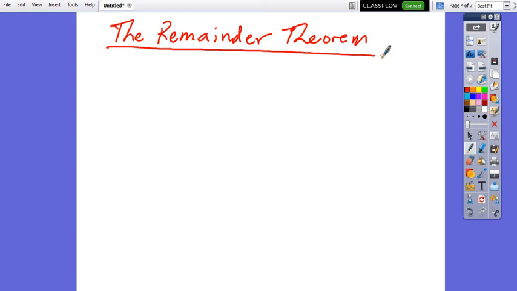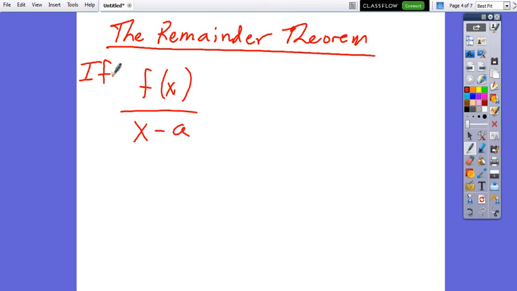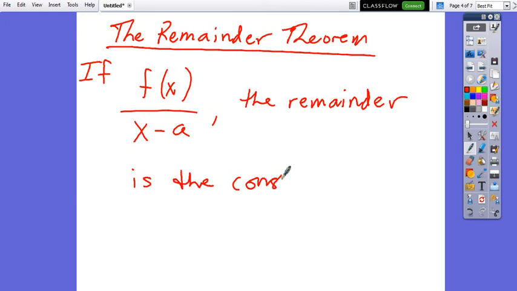You're going to write down some of this, but not all of it. This is what I want you to write down. If a polynomial f of x is divided by x minus a, so f of x divided by x minus a, if f of x, which is a polynomial, is divided by the expression x minus a, the remainder is the constant f of a. Let's just stop there.